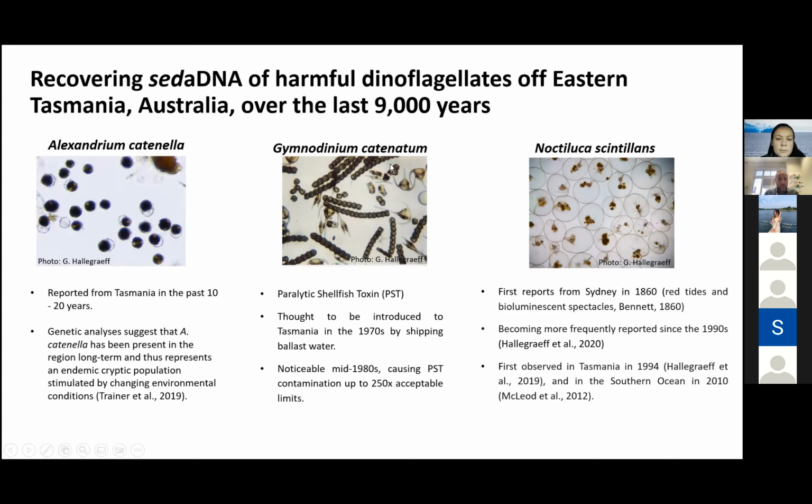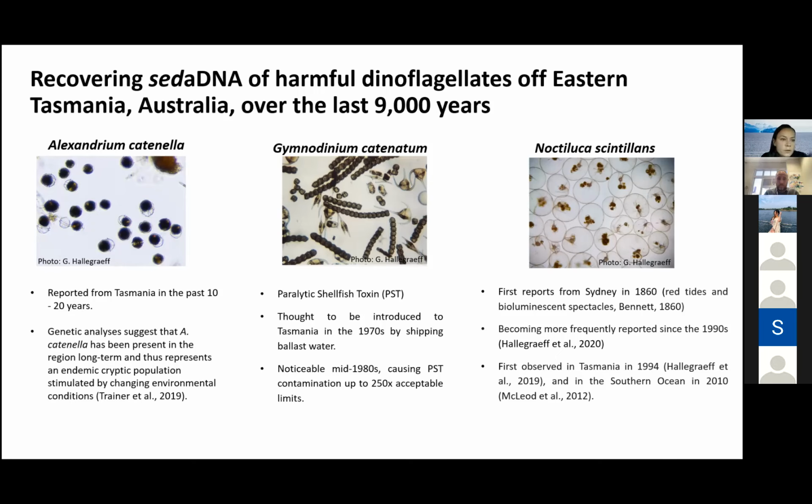Then there's Gymnodinium catenatum. This is a very highly toxic dinoflagellate. It's been thought to have been introduced in the mid-1970s here by ballast water. And then there's Noctiluca scintillans, which is a red-tide dinoflagellate. It's been introduced from the northern regions of Australia, traveling down with the strengthening East Australian Current. It's even been found in the Southern Ocean in recent years, and it's a dinoflagellate that doesn't form a cyst.